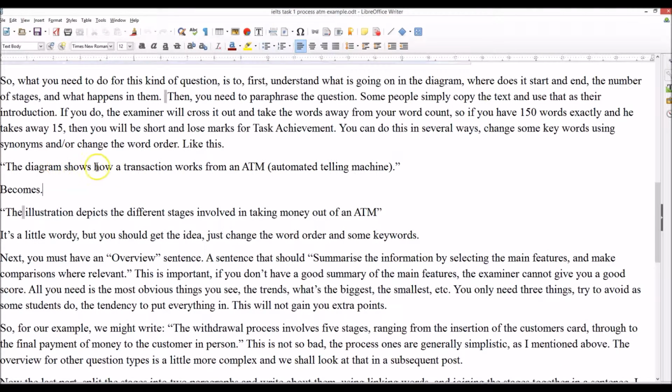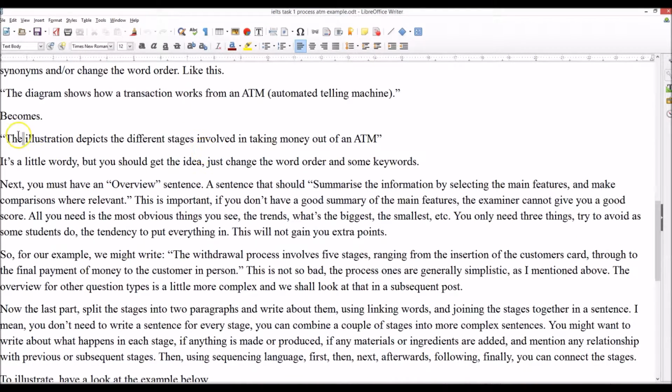So "the diagram shows how a transaction works from an ATM" becomes, instead, "the illustration depicts the different stages involved in taking money out of an ATM." You just change the word order, change some of the key words. Yeah, so it's quite easy.